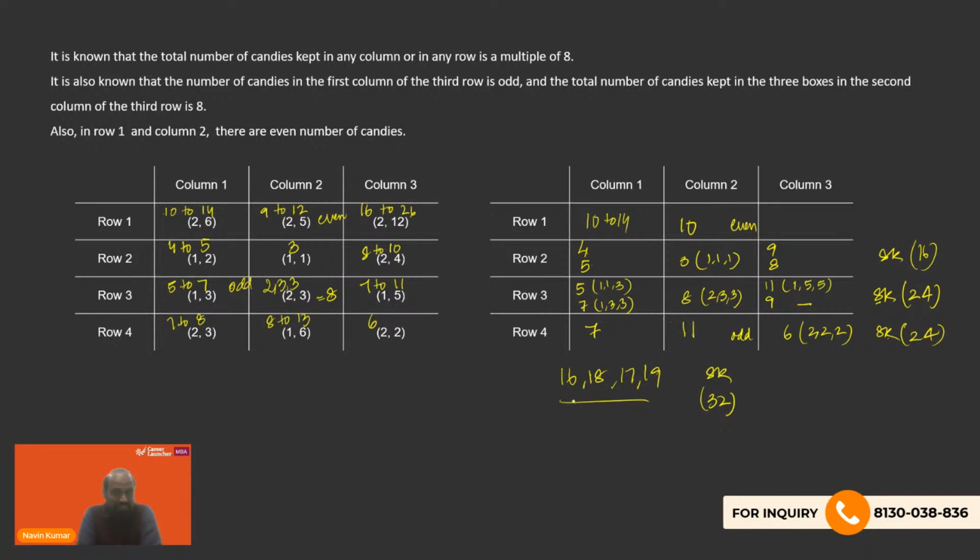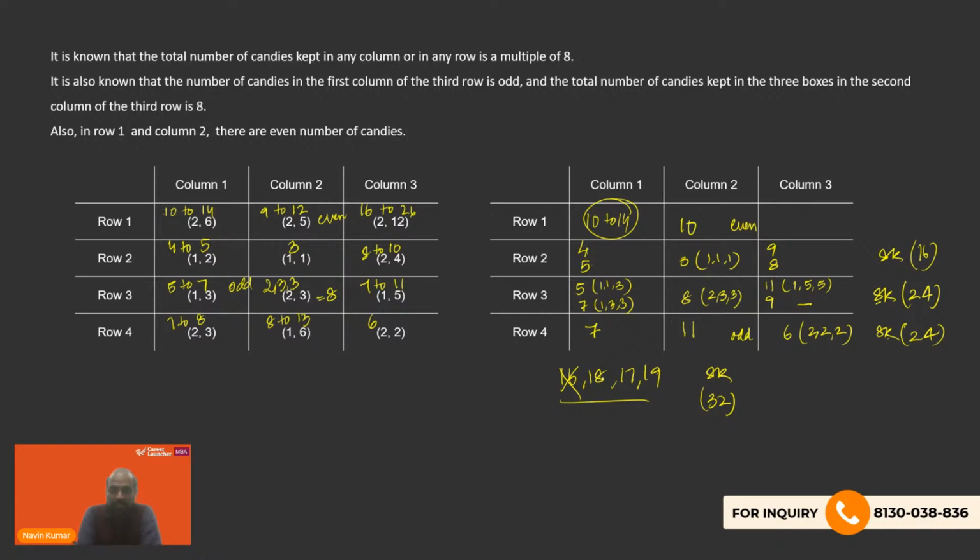Now, if the sum is 16, that means we need a number from 10 to 14 which is also a multiple of 8, because 16 is already a multiple of 8. We don't have any number between 10 to 14 which is a multiple of 8. So we cannot have a 16, which means we cannot have a combination of 4, 5, and 7.